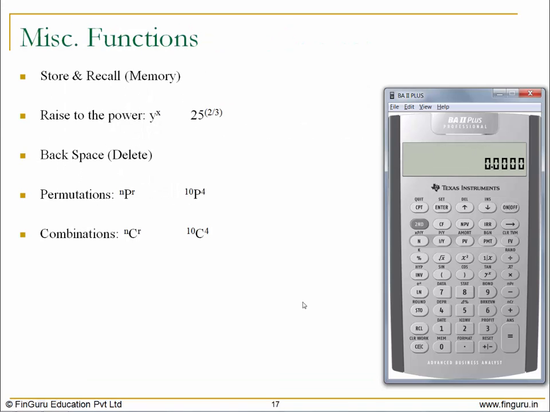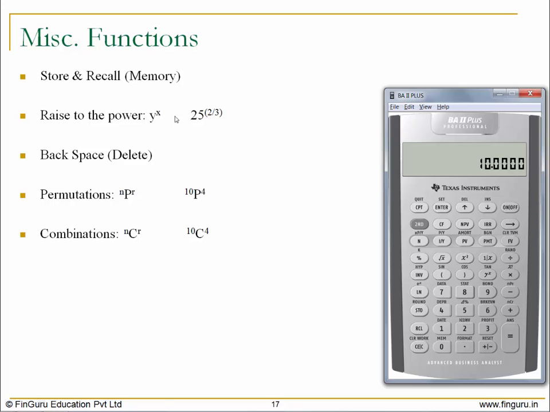So this brings us to the last section of our presentation, where we're going to talk about some basic miscellaneous functions such as store, recall, raised to the power, backspace, permutations and combinations. The store and recall can be a very useful tool in case you have intermittent calculations between a longer calculation. Let's say, for example, you want to store the number 10. The way to do that is you simply press 10 and say store 1. And later, if you wish to recall it, you simply say recall 1. So store 1 to store the number, and accordingly recall 1 to recall the number. Similarly, you could even store more numbers as well if you wish. So store 2, store 3, store 4, store 5, etc.